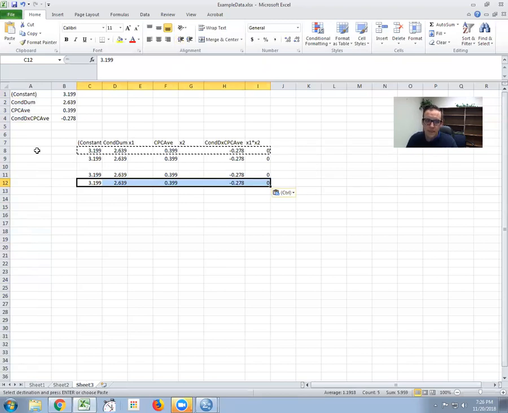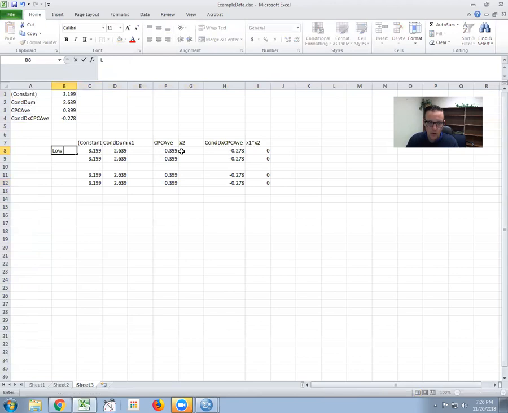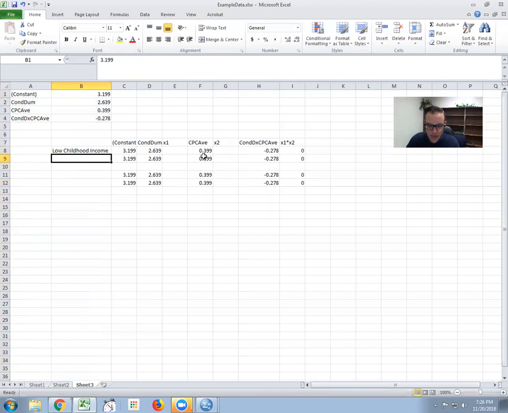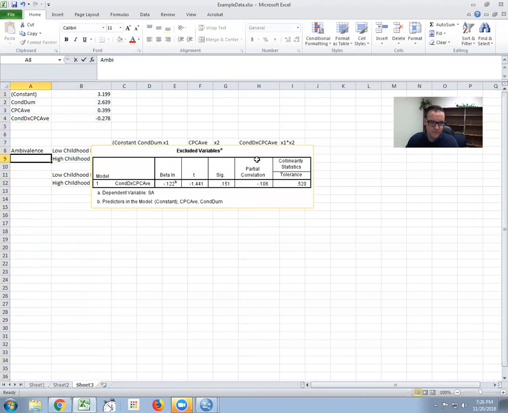All right, so what we would need is low childhood income. I'm going to expand that. High childhood income. All right, so those are the 2 points of one of the lines. And I need those down here. But this would be in the ambivalence condition, as with this.